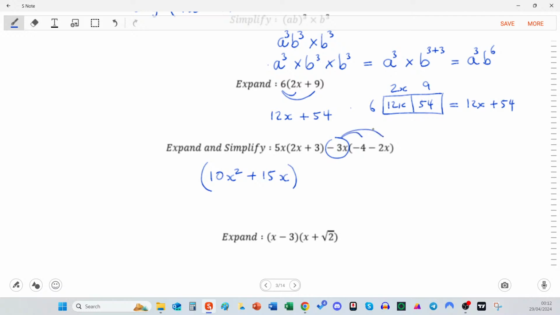Let's keep the way I do it, and I just say this whole thing is going to multiply in twice. It's a negative, right? So negative 3x times negative 4. So we're going to get positive 12x, because two negatives make a positive. And then we've got negative 3x times negative, so that's two negatives again. We're going to make that positive 6x squared.